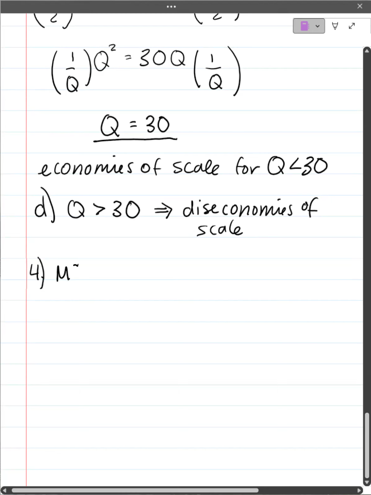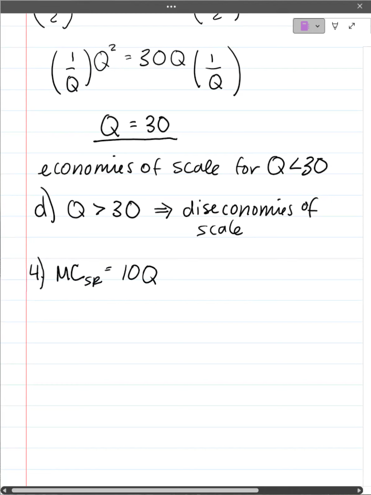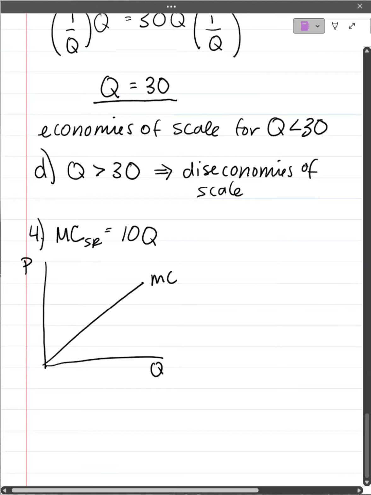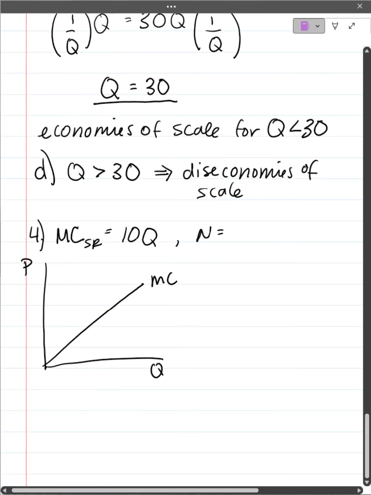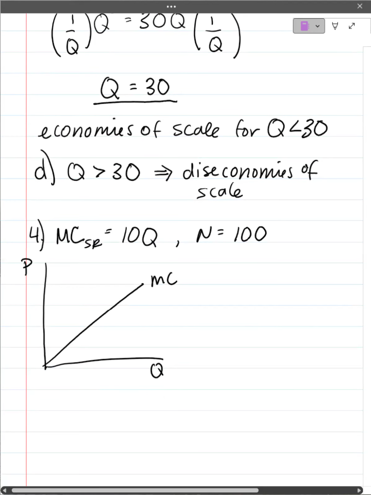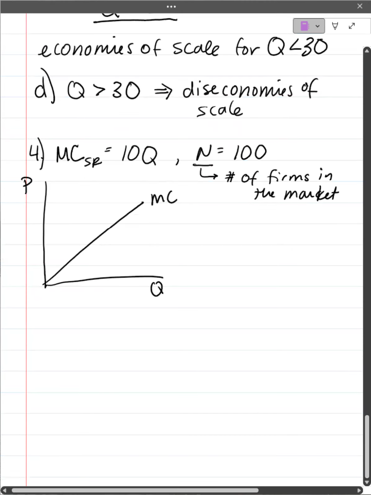we're giving Fry Supply a new marginal cost curve in the short run of 10 times quantity. Okay, so it's going to look something like this. We are also saying that Fry Supply is one of 100 identical firms in the market. So including Fry Supply, the number of firms in the market is 100. Okay. And 4 asks us to derive the short run market supply curve for fries.